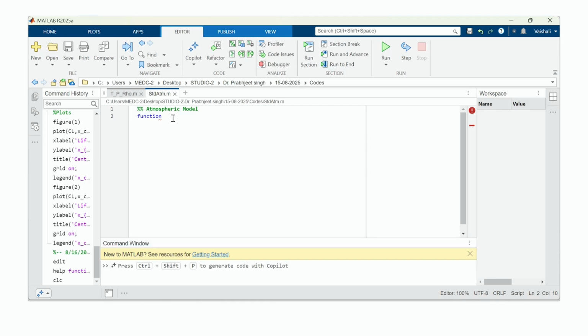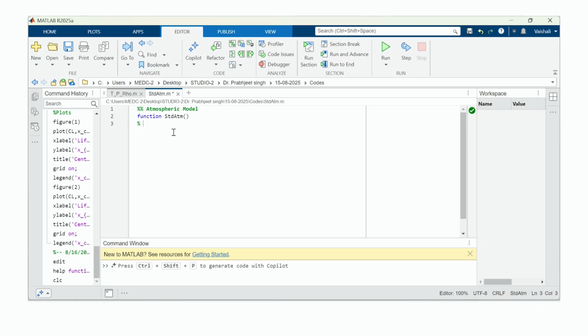Now let me write the function file name here. I have written the function file name as std_atm, standard atmosphere. The name of the function and the name of the .m file should be the same; that is the condition. So let me write std_atm exactly as the name of the file, and I'll put two brackets to mention the inputs that we will be entering. Now we'll be asking the user.